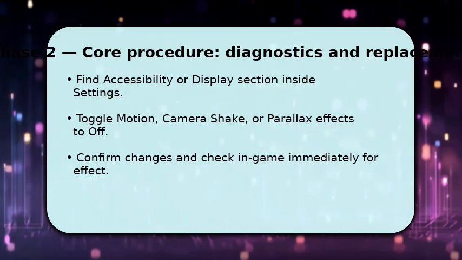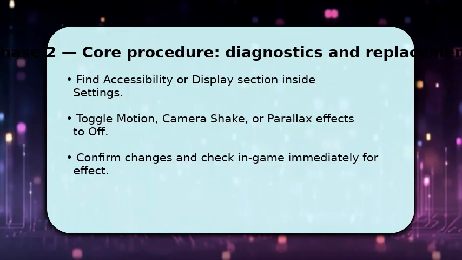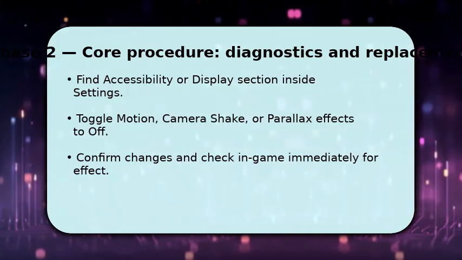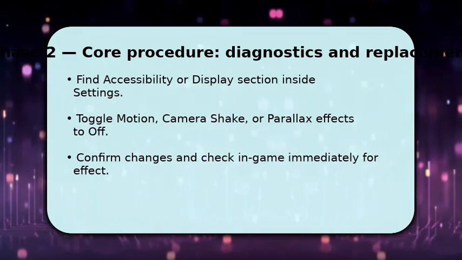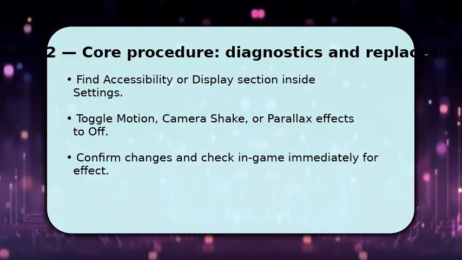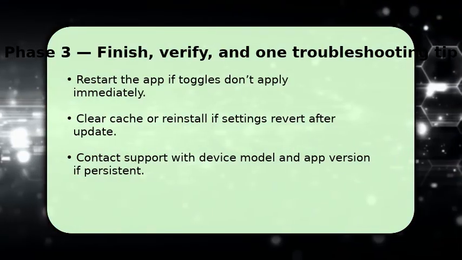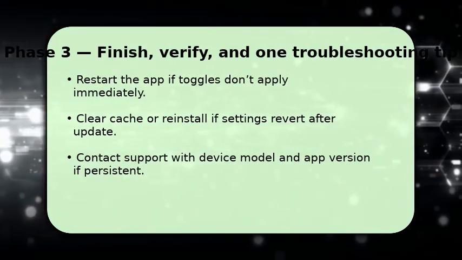If the app groups motion into a single master switch, disable that instead. Once done, the interface will reduce movement and camera shifts, which decreases motion sickness and stabilizes visuals for steady play. Finish by saving changes and restarting the app to ensure settings stick.